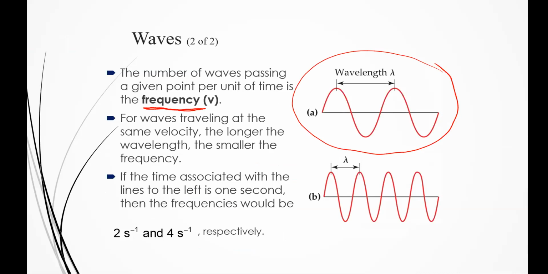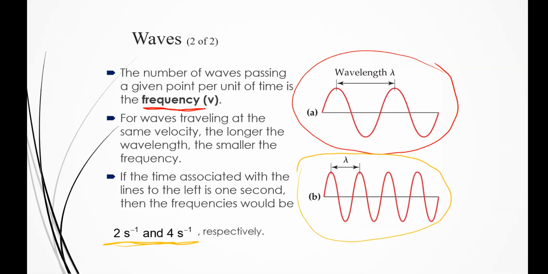If we look down here at B, B is different. It has a smaller wavelength, right? Not as big of a distance before it repeats. And instead of only seeing 2 peaks in a second, we saw 4. And so its frequency is 4 times per second versus the 2 times per second of part A. So there's a relationship there.